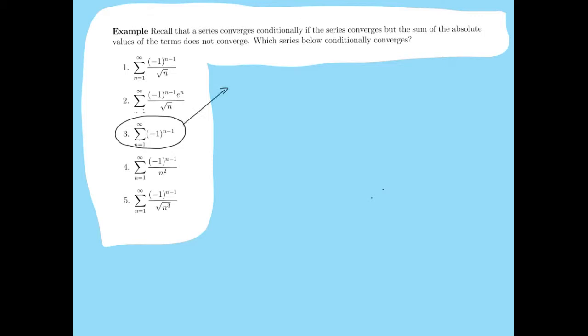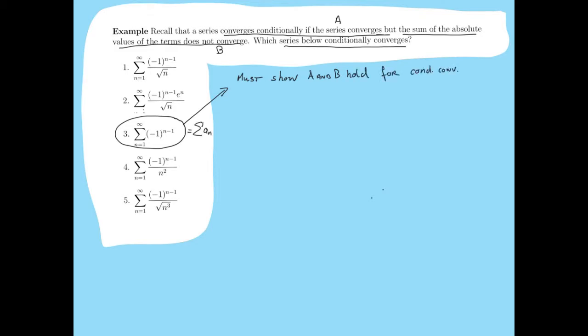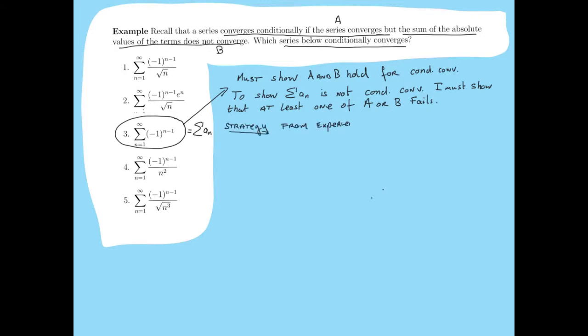Now, the same approach applies to the third series on our list. Remember, to show that it's conditionally convergent, we must show that it's both convergent and the sum of the absolute values is not convergent. And again, we see here that the terms of this series are not approaching any limit because they're oscillating back and forth between plus and minus 1. So once again, we're going to try to show that A fails.